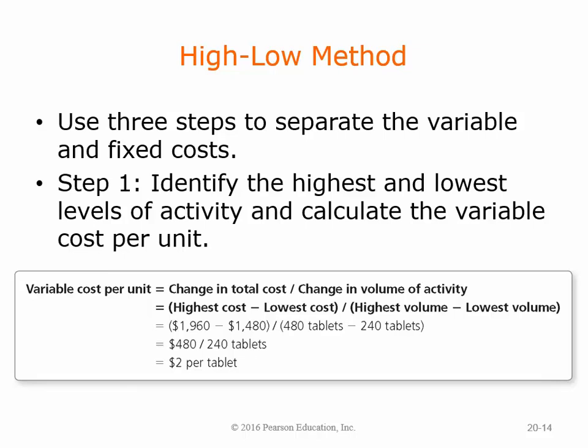and then we can use that to calculate the variable cost per unit. The variable cost per unit equals the change in total cost divided by the change in volume of activity. So we take our highest cost minus our lowest cost, that's the change in cost, divided by our highest volume minus our lowest volume, that's the change in volume, and that gives us a variable cost, in this case $2 per unit. Okay?